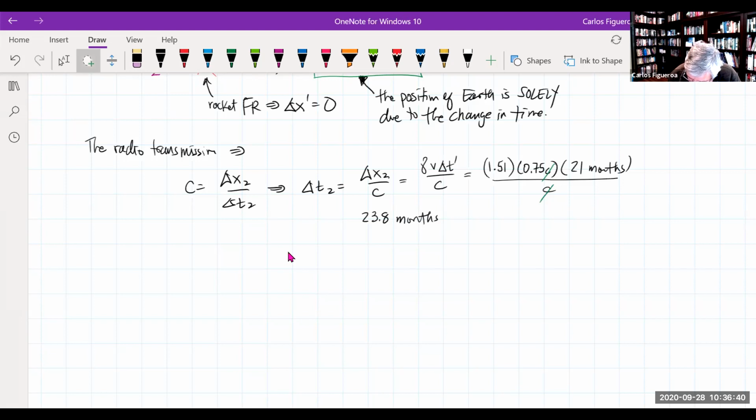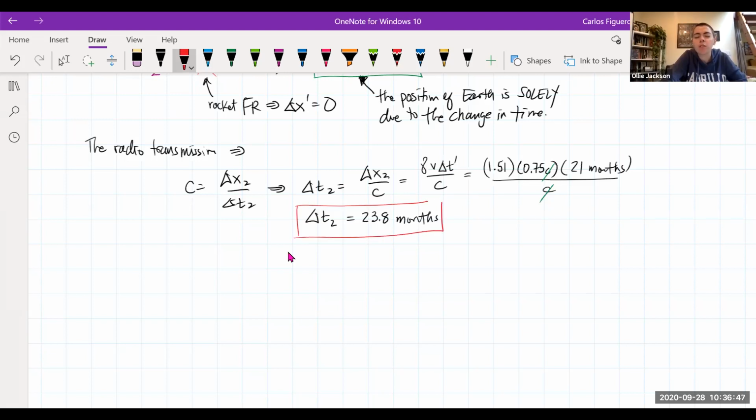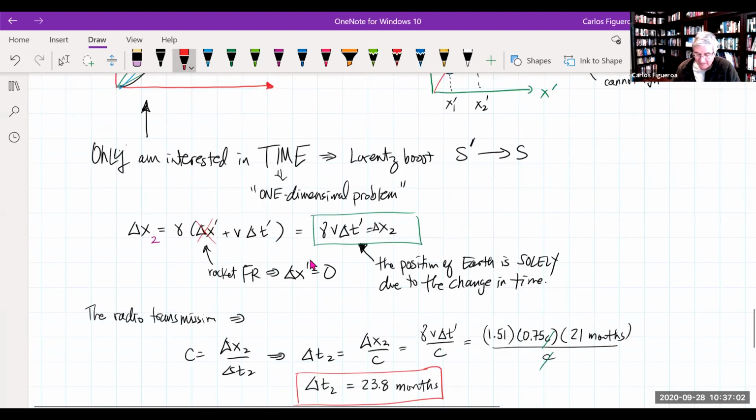And that's going to give me my time T2. Hey, Carlos. Yes. I'm confused about why we're plugging in the 21 months from the gestation period. Aren't we trying to figure out how much time it took the radio transmission to travel? Okay. So let's look back at this picture here.